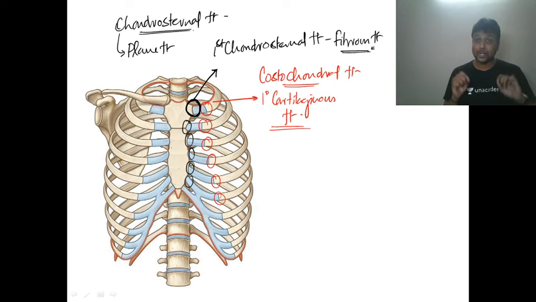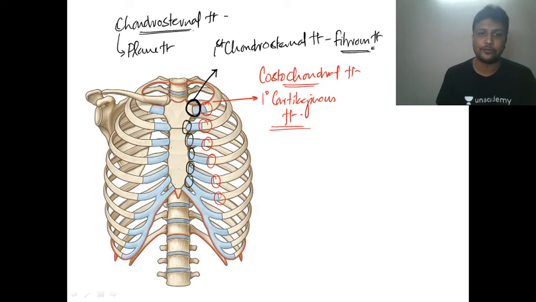In synovial joint, the plane variety, all your chondrosternal joints will be plane variety, except for the first chondrosternal joint, that is of unusual variety of fibrous joint. Done. That is about this joint here right now.